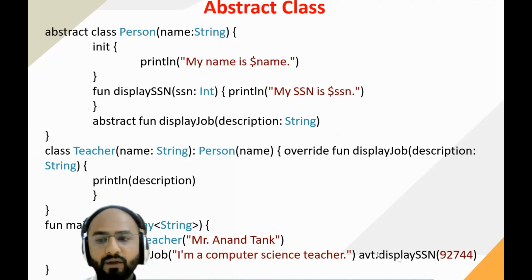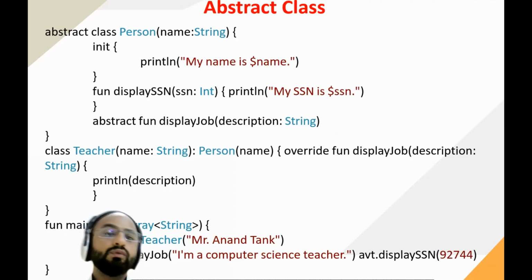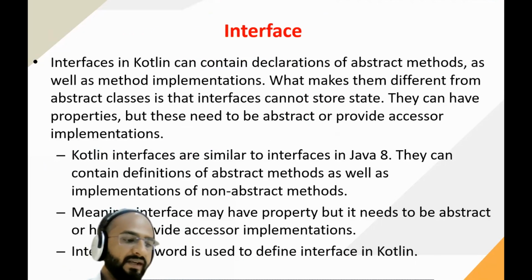And after that, I have called avt.displaySSN(92744). It is an integer value, or you can provide a string value also. So this is what I am calling: the display SSN method, which we overrode in the child class. So this is the concept of an abstract class. We cannot create an instance of the abstract class. An abstract class can contain abstract methods and non-abstract methods, right? And the abstract keyword is used to create an abstract class, and the abstract keyword is used to create the abstract method also. Now let's understand the interface.